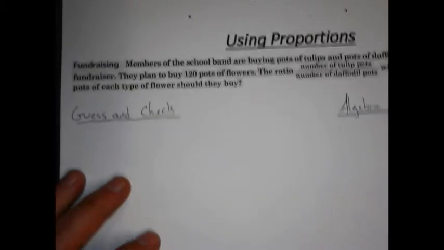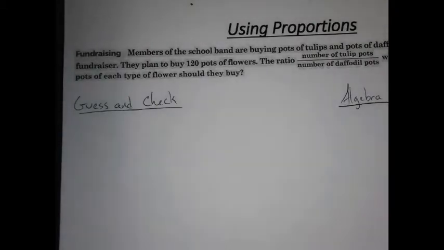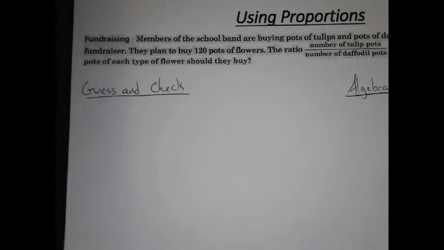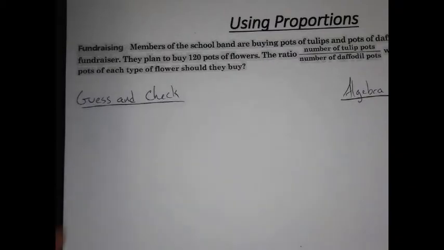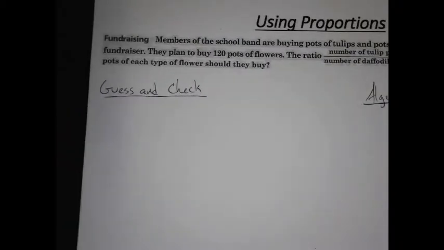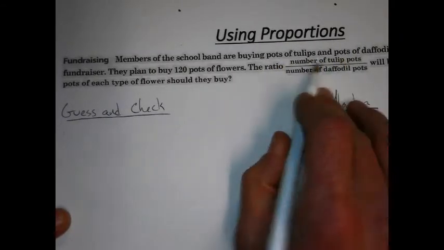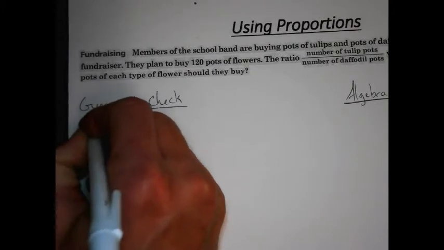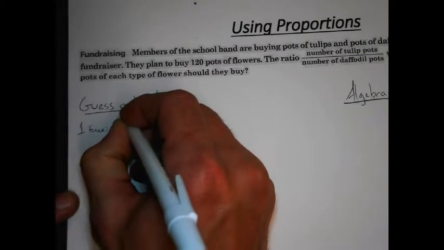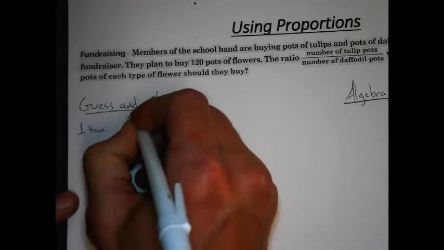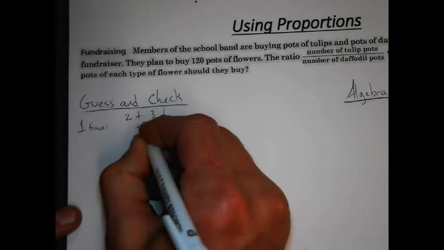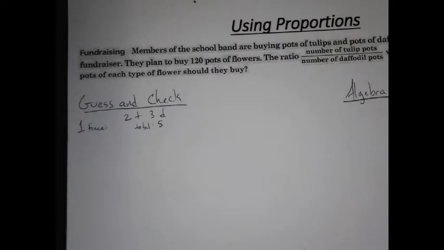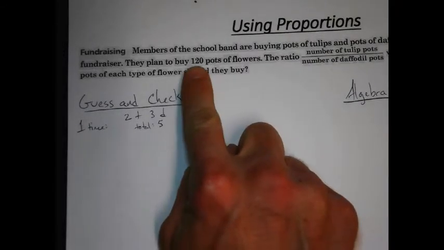Now, there's actually 2 ways to approach this. The first way is through guess and check. The next way is through algebra. So the first way, let's do the guess and check. So how would that work? If we take the ratio, the number of tulip pots, the number of daffodil pots, and we do it one time, that means we'd have 2 tulip pots and 3 daffodil pots, right? But that would only be a total of 5. Okay, so the total would be 5, and clearly that can't be it because the total flowers is 120.